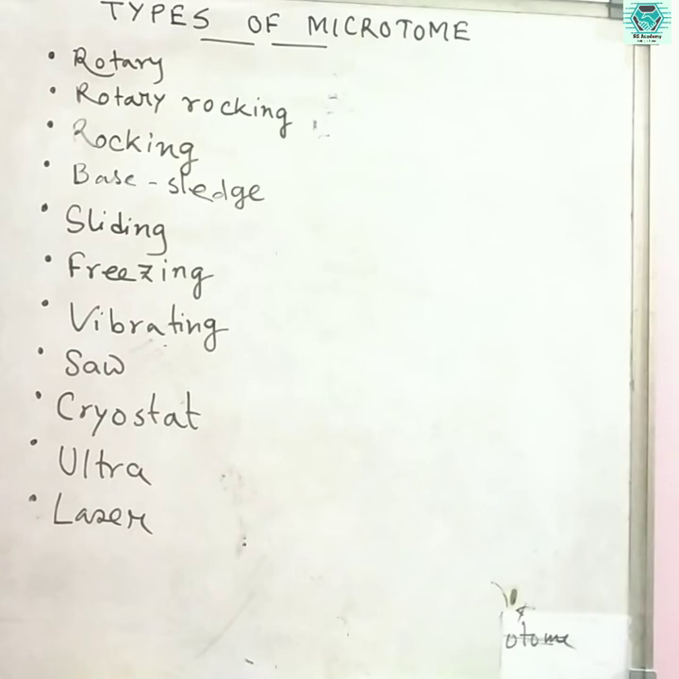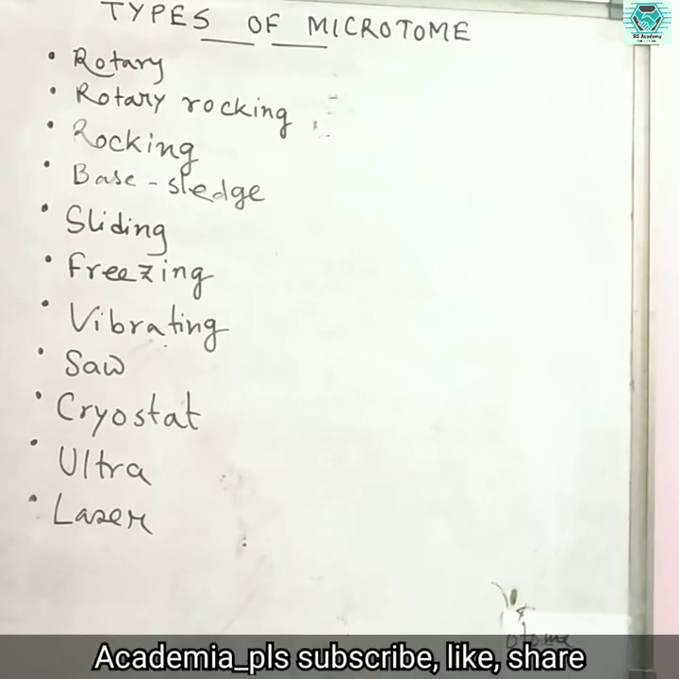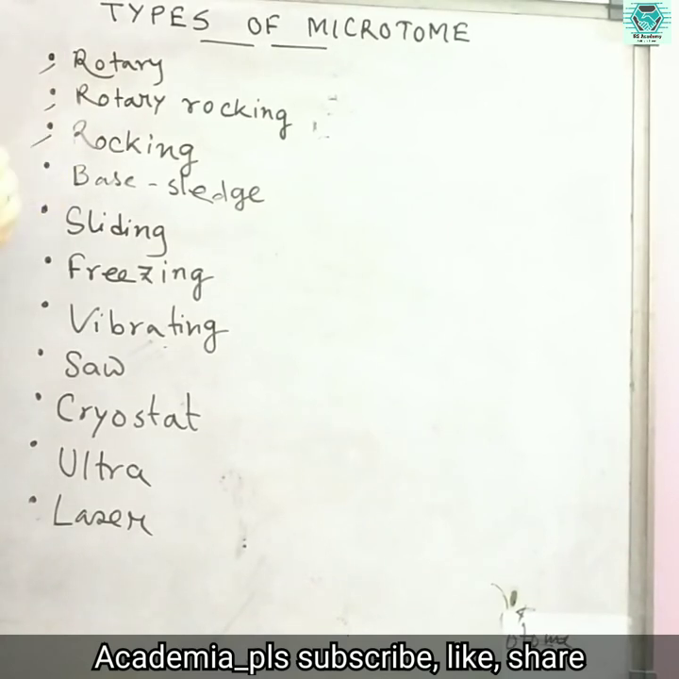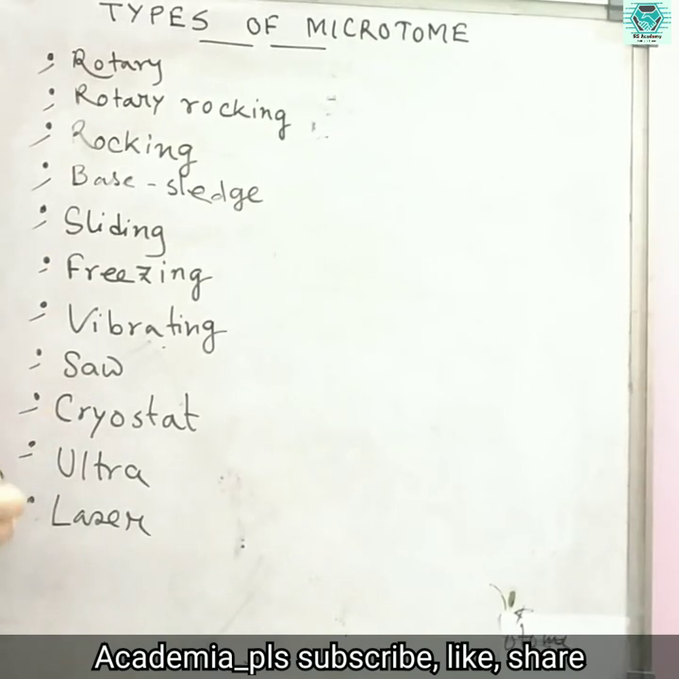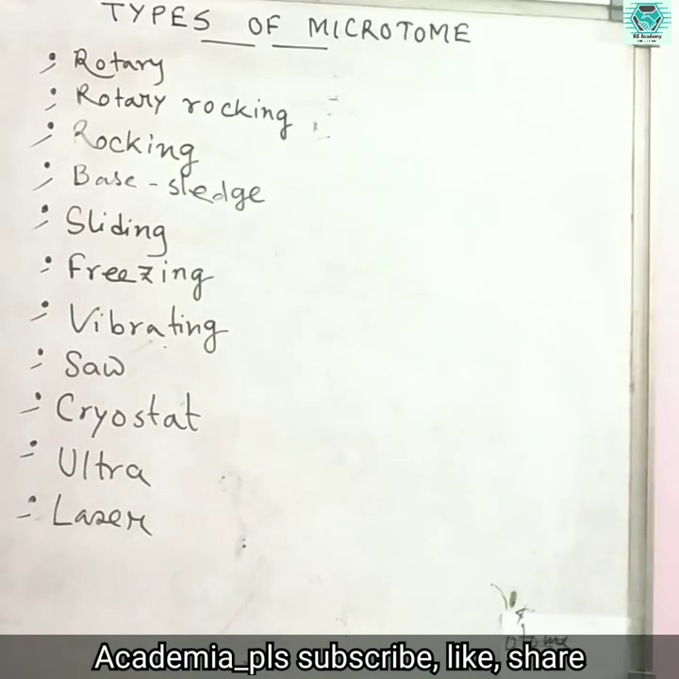So this is the broad classification of the types of microtome: the rotary microtome, rotary rocking microtome, base sledge microtome, sliding microtome, freezing microtome, vibrating microtome, saw microtome, cryostat, ultramicrotome and laser microtome. Among these types, the most important and most used microtome is the rotary microtome.